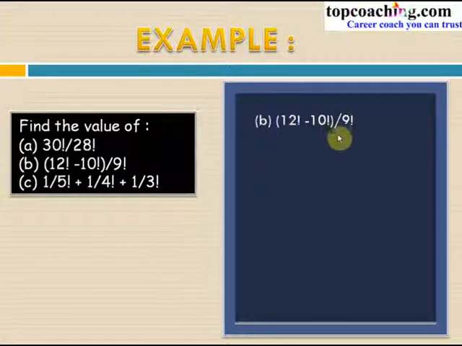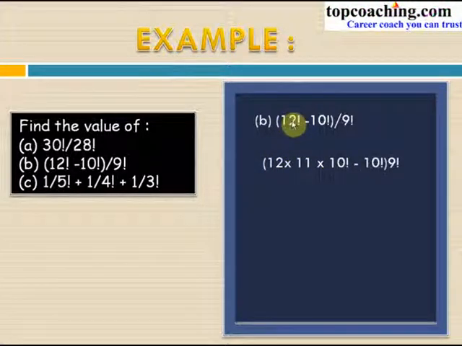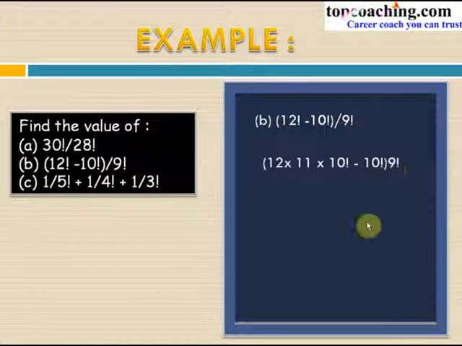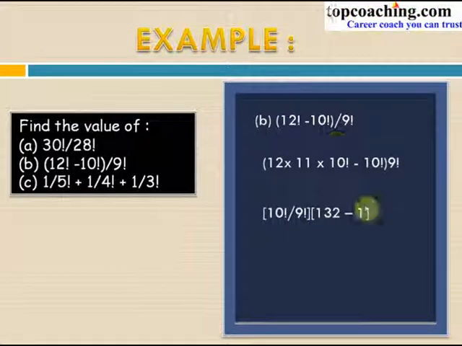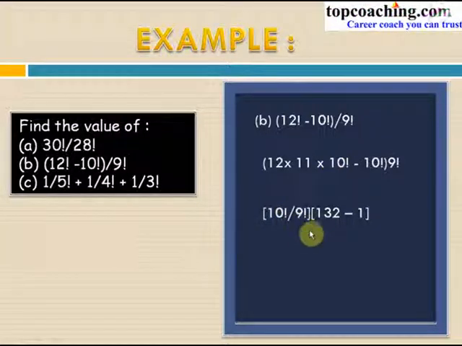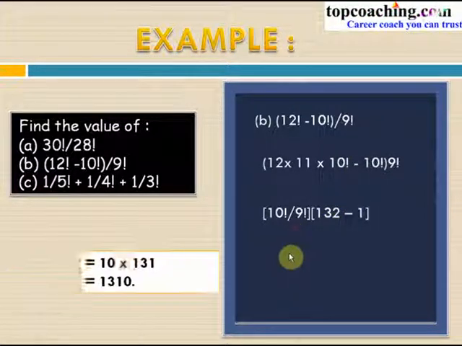Let's look at the second part, and that is 12 factorial minus 10 factorial divided by 9 factorial. We can write 12 factorial as 12 into 11 into 10 factorial, and this remains the same as 10 factorial, divided by 9 factorial. Now if we take 10 factorial common, what we get? 10 factorial divided by 9 factorial into, this is nothing but 12 into 11 is 132 minus 1. This further becomes 10 into 131.